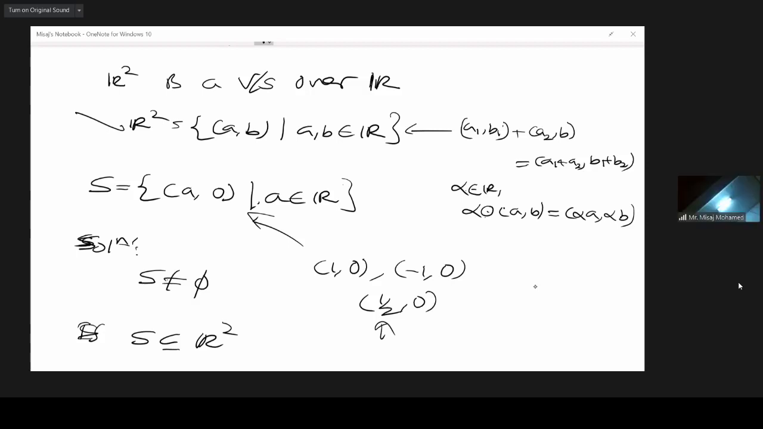Now I have to check whether, now you know in general what the addition and scalar multiplication of R2 is. Now, if S is a subspace of R2, S must be a vector space over the same field with this same addition and this same multiplication.